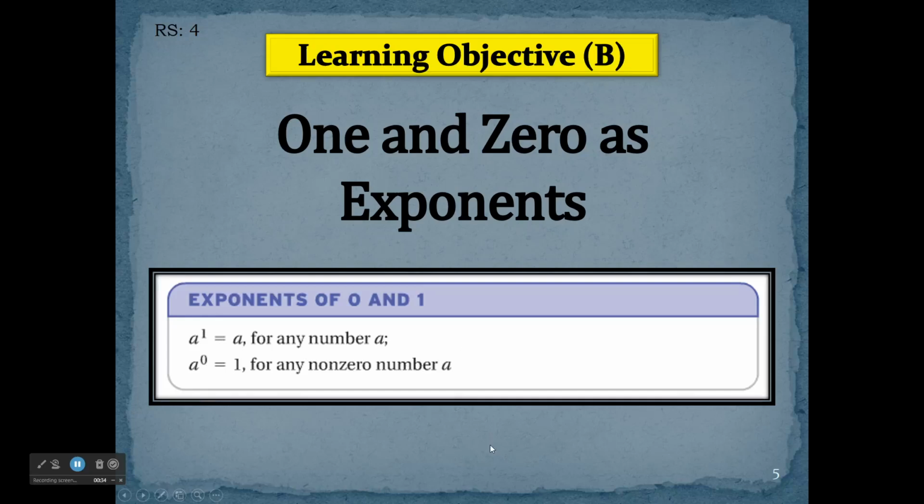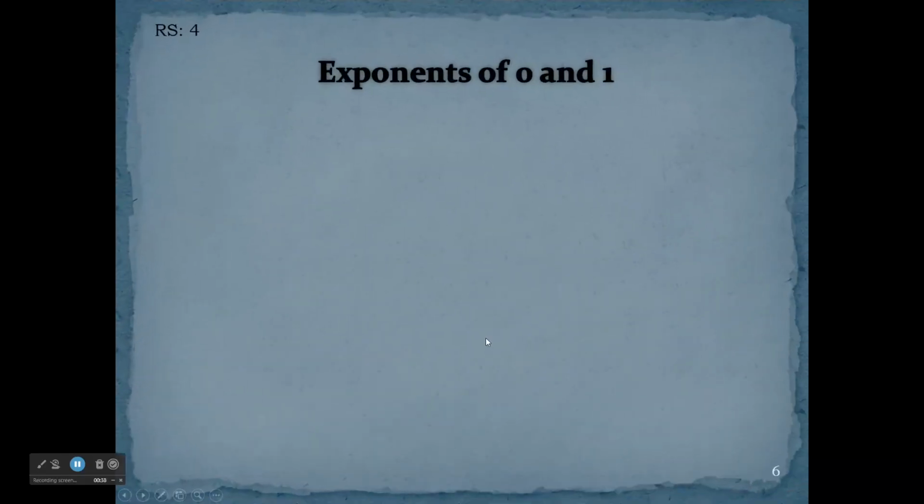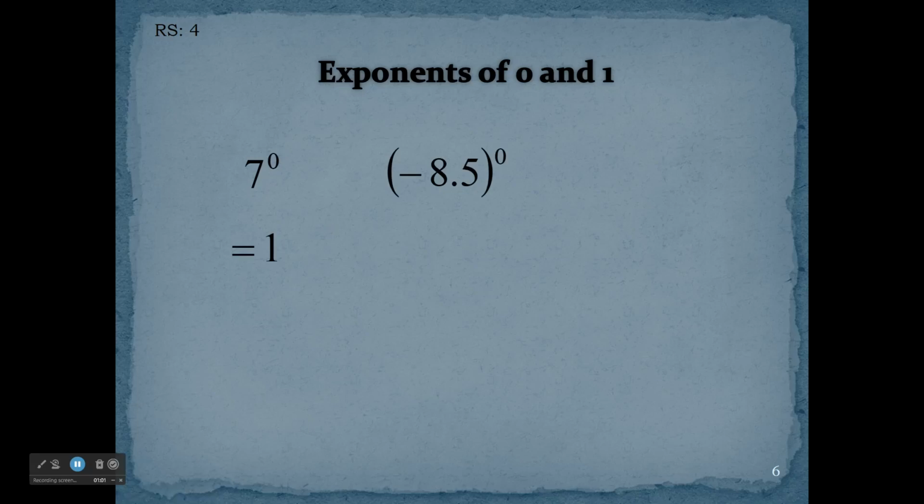Now, I know that sounds technical. Let's look at some examples. 7 to the power of 0. Anything that is under the influence, anything under the authority of an exponent of 0 turns to 1. The answer is 1. And I'll prove that to you later in another video.